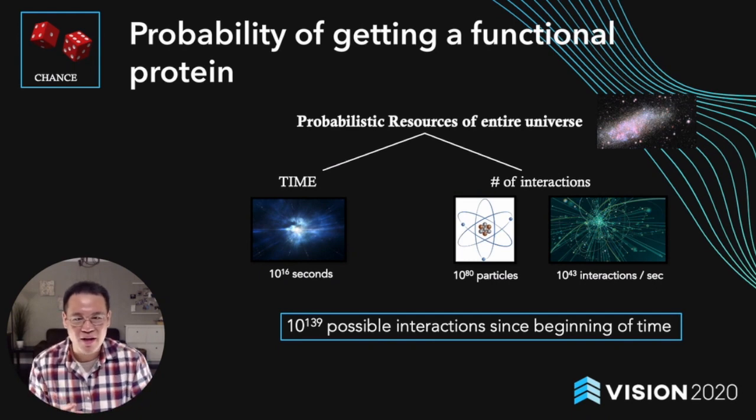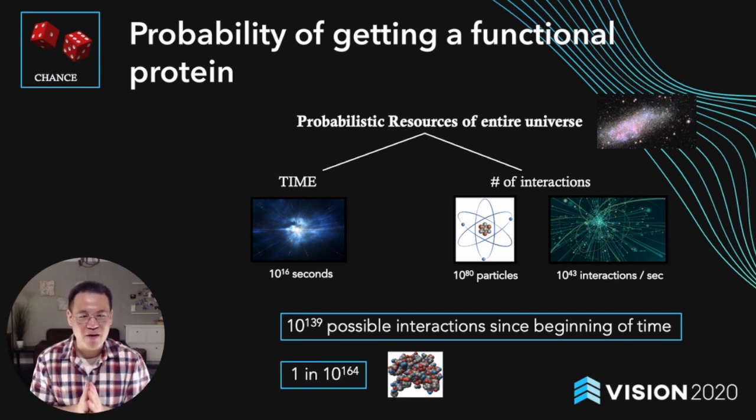Compare that to the probability of getting one functional 150 amino acid protein by chance, 10 to the 164th power, and it's not even close. Not to mention that life didn't have the entire universe to form. The age of the Earth is probably only about 4.5 billion years old compared to the universe, 14 billion. And the probability is so low that it makes sense to reject the chance hypothesis rather than to accept it.